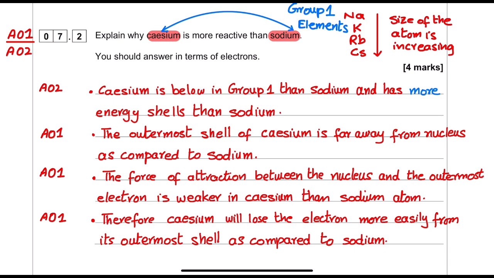The force of attraction between the nucleus and the outermost shell is weaker in cesium than sodium. So it has more shells, the outermost shell is far away, therefore the force of attraction is quite less as compared to sodium. Therefore, cesium will lose an electron more easily from its outermost shell as compared to sodium.